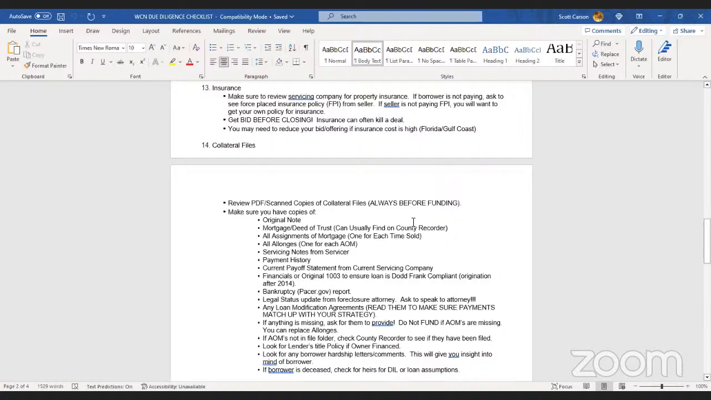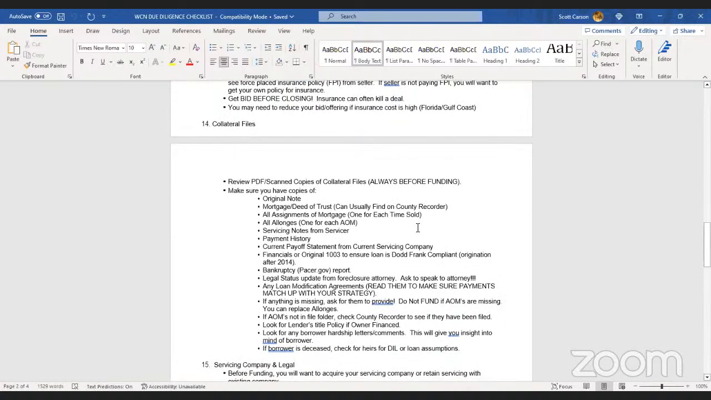You're going to ask for servicing notes from the servicer, and they may just send you some generic notes, but ask for in-depth notes, ask for in-depth payment history as well. Also ask for a current payoff statement from the current servicing company, because the last thing you want is if the seller's paid a big chunk in the past and that's not reflected accurately.